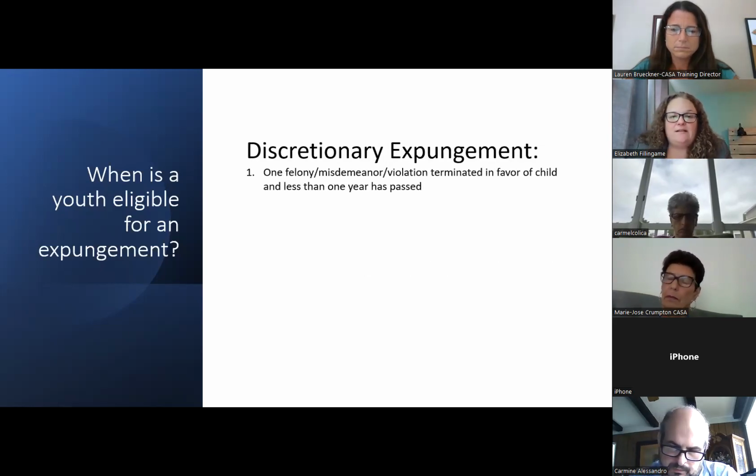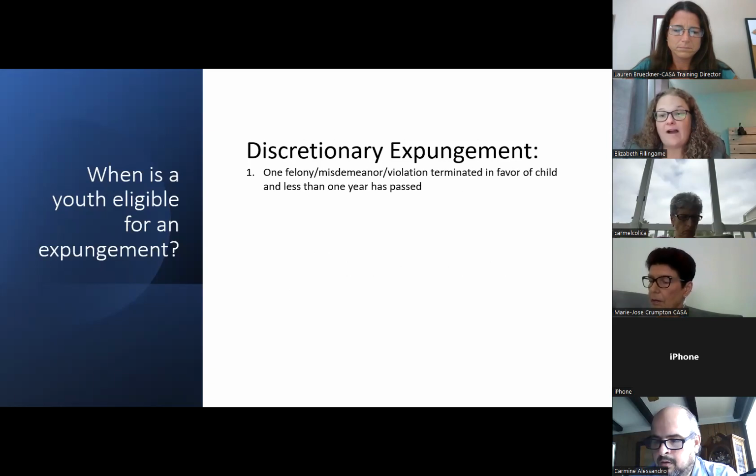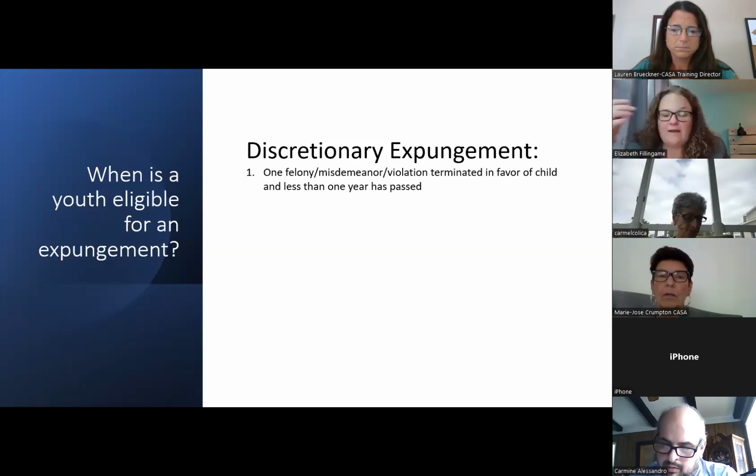Discretionary expungements. A youth is eligible for a discretionary expungement if there is a felony or misdemeanor violation terminated in favor of the child and less than a year has passed, right? So when we had that felony charge for a mandatory expungement, it had to be more than a year. If it's less than a year, we can file for an expungement, but we have to file a discretionary petition as opposed to a mandatory petition, which again means we have to serve the Attorney General and they have the chance to weigh in.